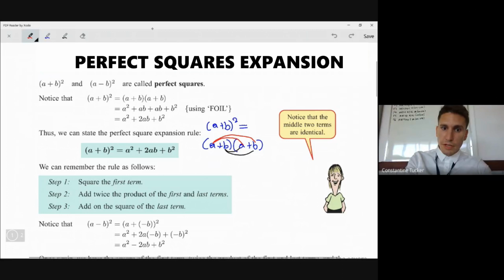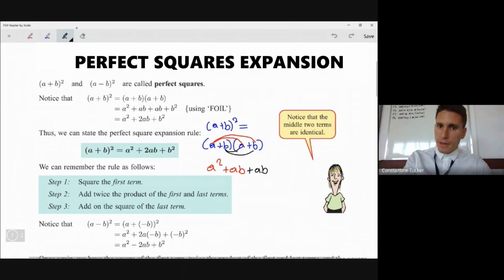So what do we get from this? We get a times a, which gives us a squared. And then we get a times b, which gives us ab. And then I'm going to start with the black arrows. Then we have plus b times a, which is the same as plus ab. So I'm going to swap the b and the a because ab is the same as ba. And then finally, we've got b times b, which is b squared. So you can just write down plus b squared.